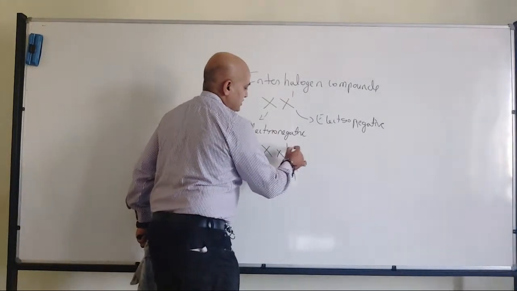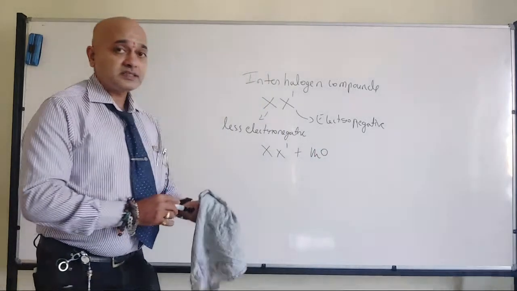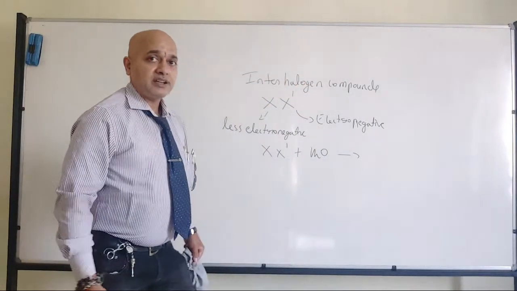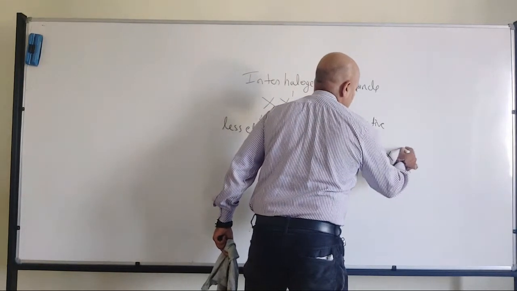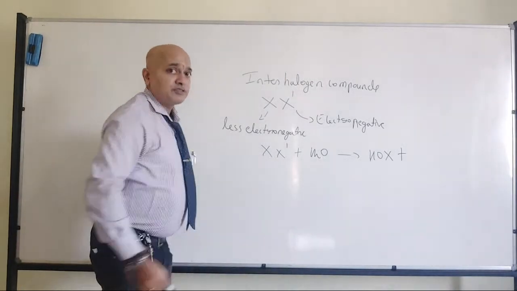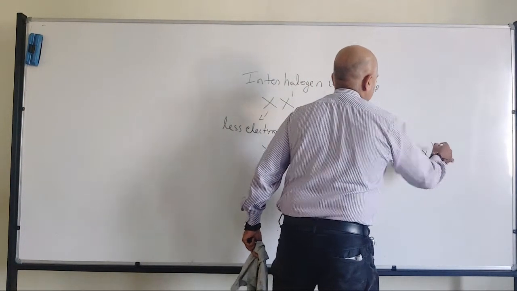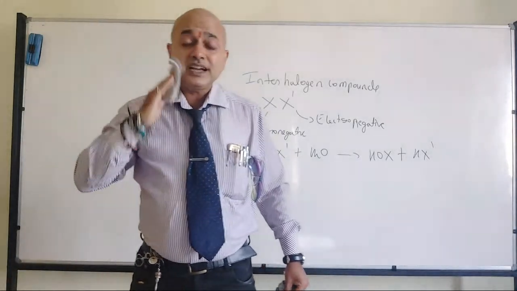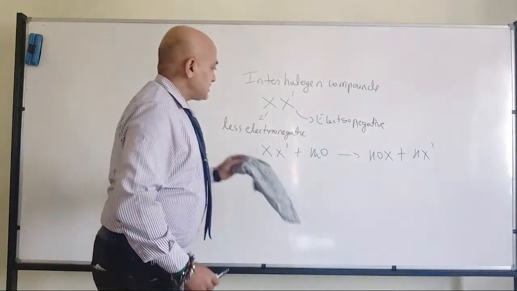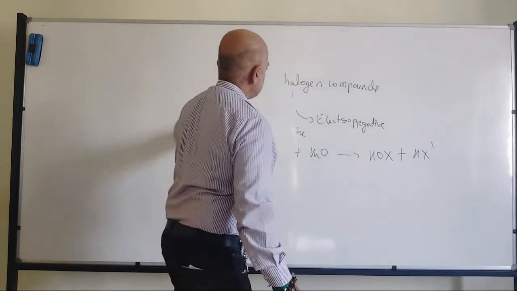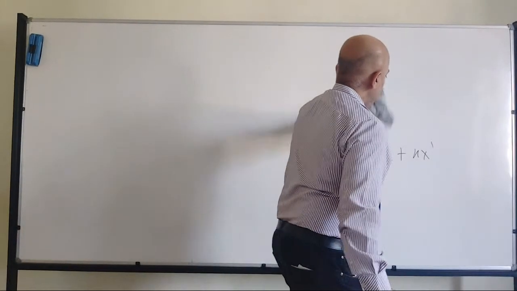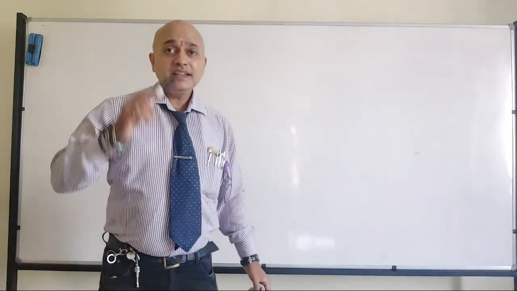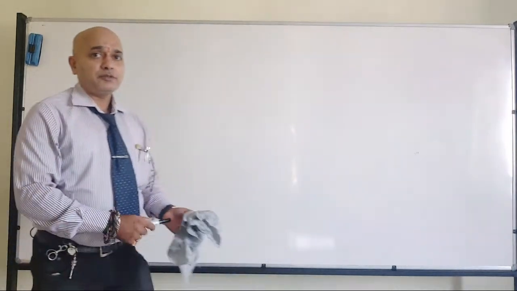Now, when it comes to reactions, one of the reactions here is hydrolysis of interhalogen compounds. All of us know the less electronegative X will be released as HOX, and the more electronegative one will be released as HX. That's hydrolysis of interhalogen compounds. Then we have discussed hybridization related to interhalogen compounds, which is whatever we discussed in Saturday's class.